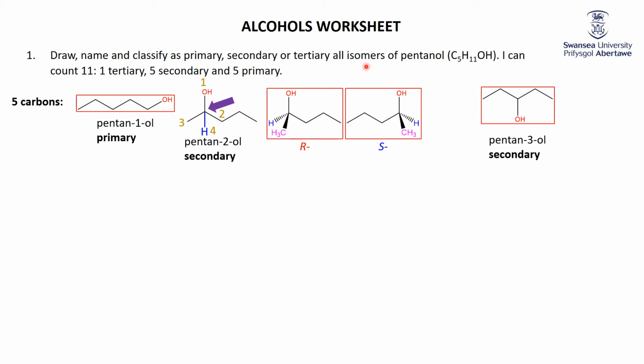So there are a total of 4 isomers, that's including structural isomers and enantiomers, that are based on 5 carbon chains. Okay, and of those we have 1 primary and 3 secondary.